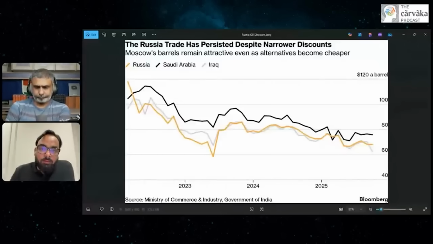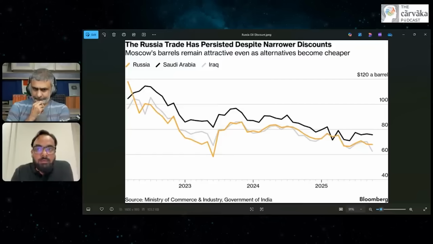Look at more data. And this is coming from the Ministry of Commerce and Industry, Government of India. It has been on Bloomberg for quite a while now. You look at how high it went in 2022, at almost $120 a barrel. And it's come down to almost the Russian levels. So this is the part people miss. That Russian crude once was discounted heavily and it made sense for us to buy it then.